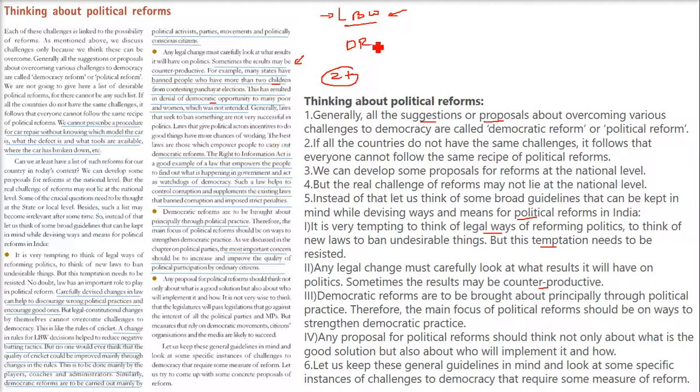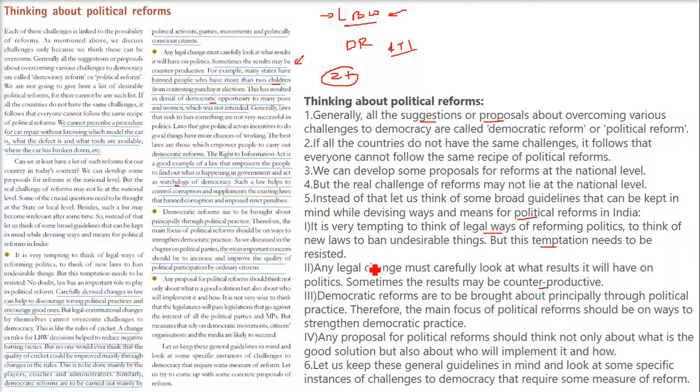We have the right to information. For example, this empowers people to find out what is happening in the government. They can act as activists and as watchdogs for democracy. So a law of this kind, like RTI, will help against corruption. We need to supplement the existing laws that ban corruption and impose very strict penalties. This is what we can do.